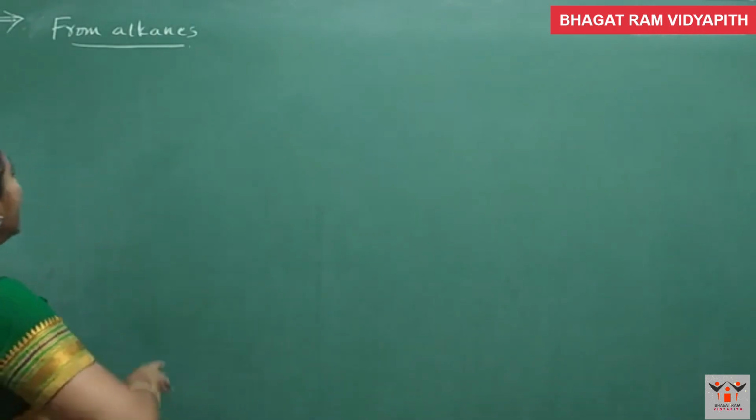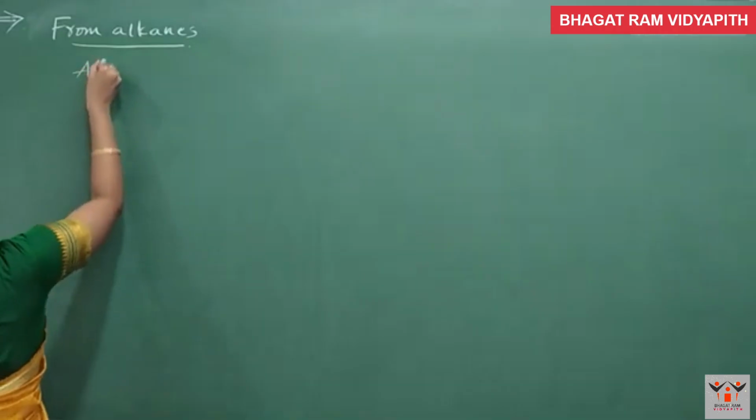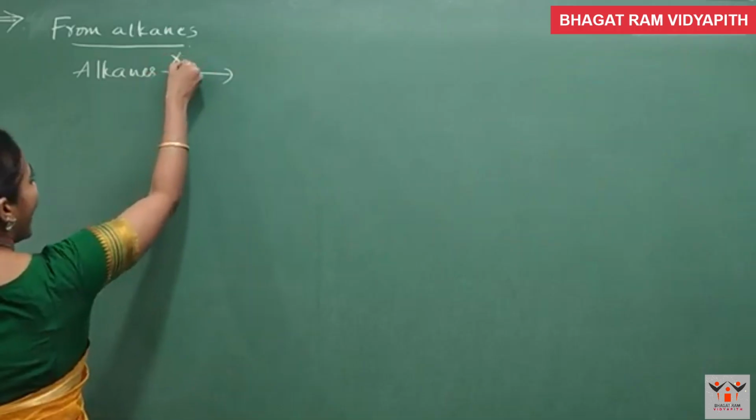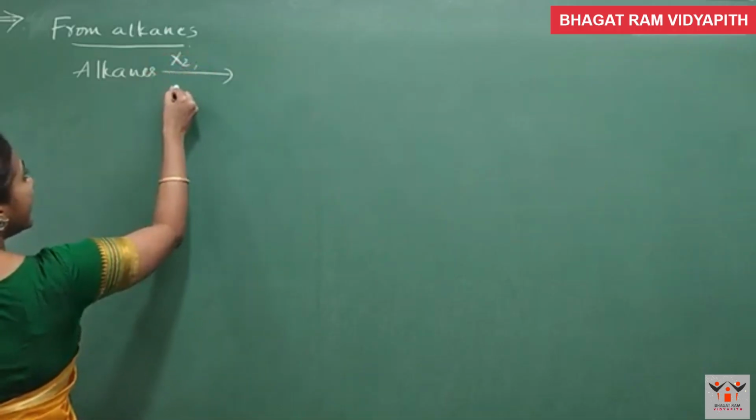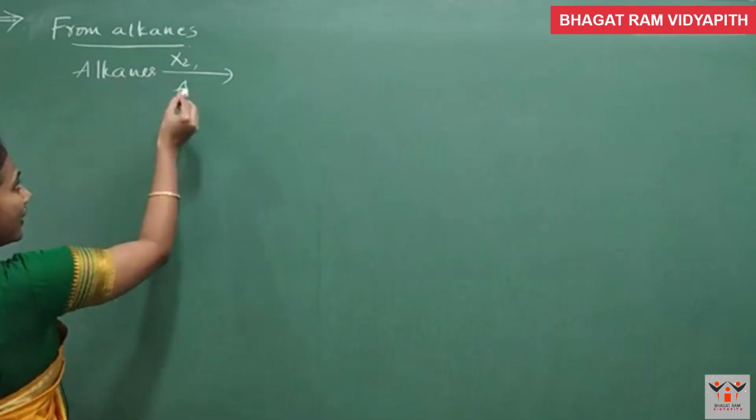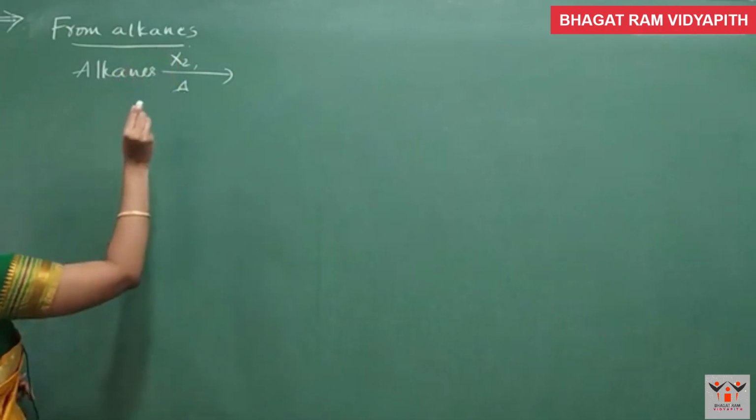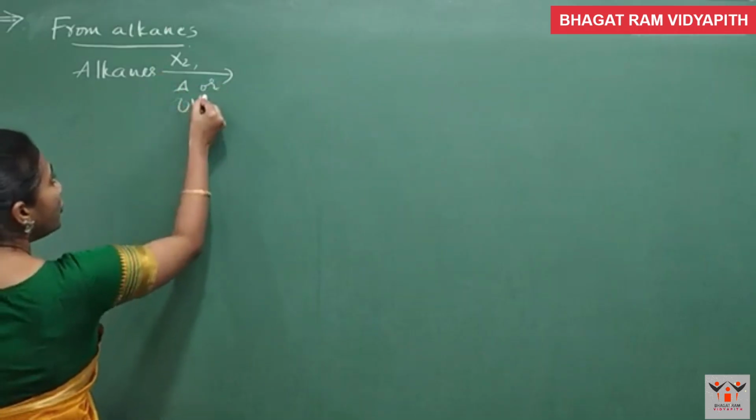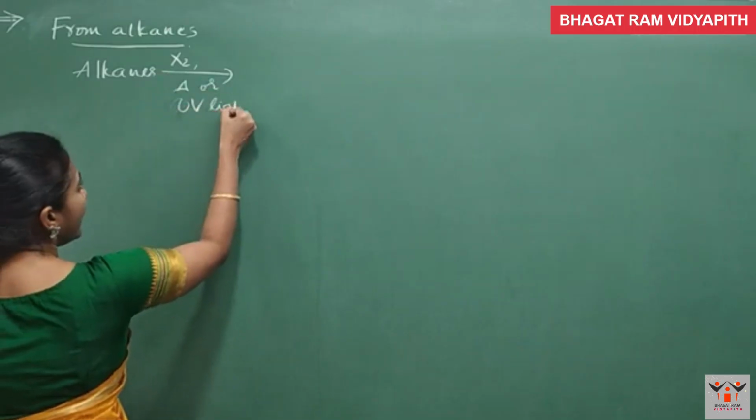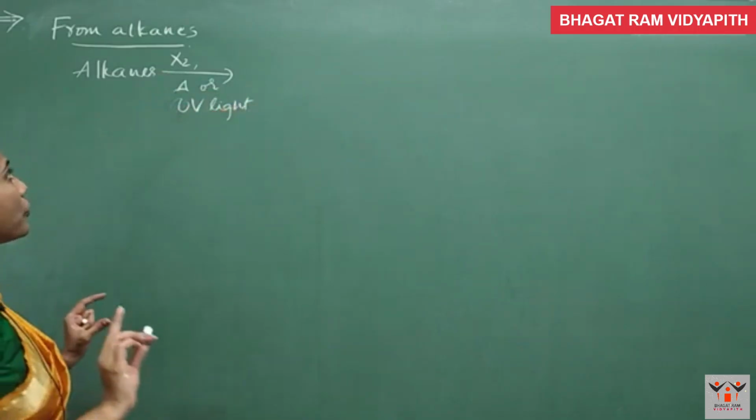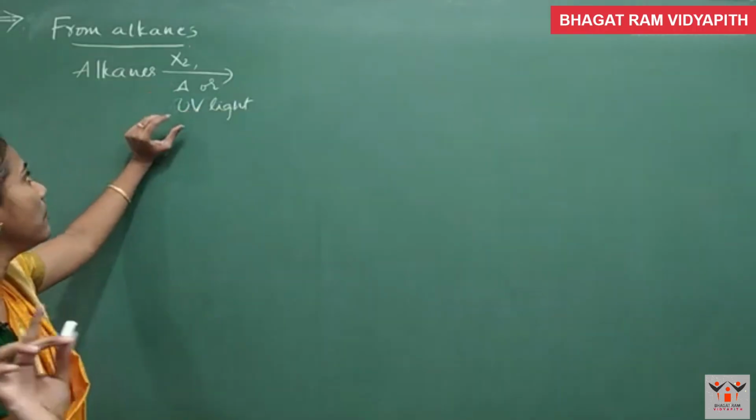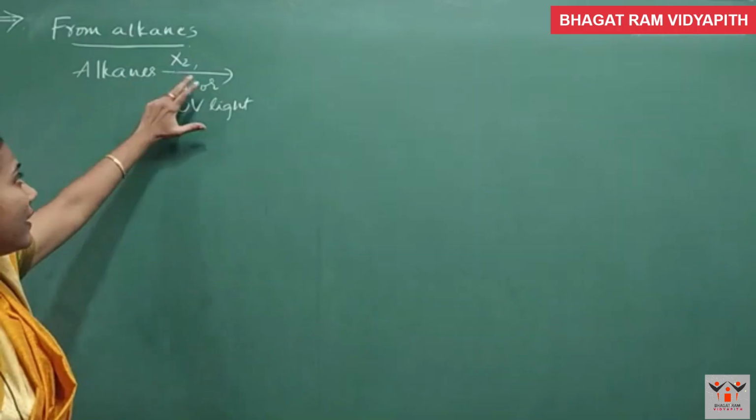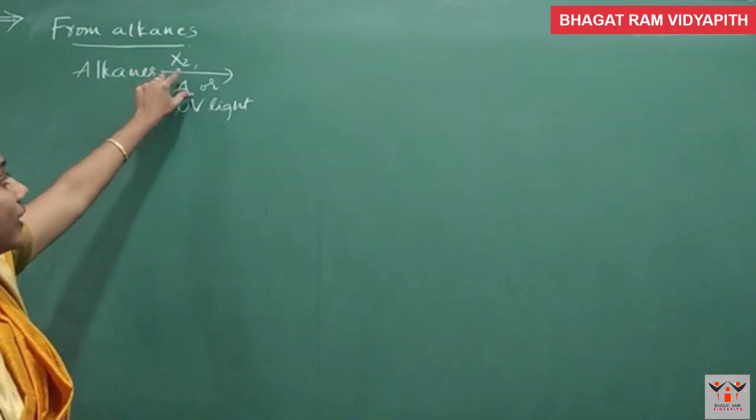I'll tell you now. See, usually whenever alkanes are treated with halogens, on heating, you can either heat alkanes with halogen or in presence of sunlight or UV radiation. UV light, let me write. So this is the condition, guys. This is very important.